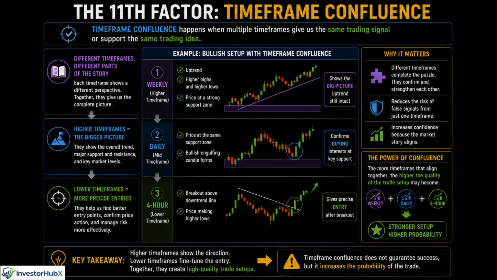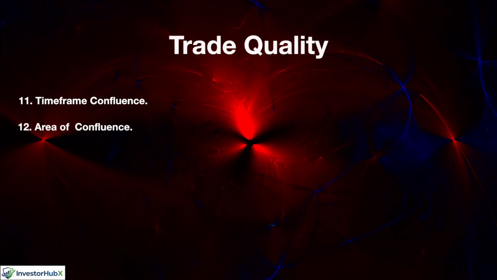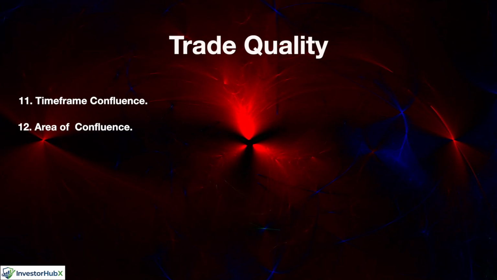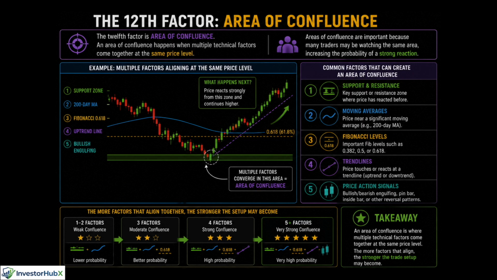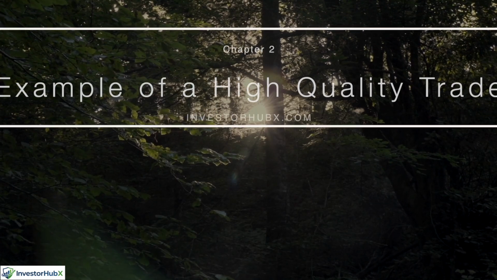However, time frame confluence does not guarantee success. It simply increases the probability of the trade. The 12th factor is area of confluence. An area of confluence happens when multiple technical factors come together at the same price level. Common factors can include support and resistance, moving averages, Fibonacci levels, trend lines, and price action signals. The more factors that align together, the stronger the trade setup may become.